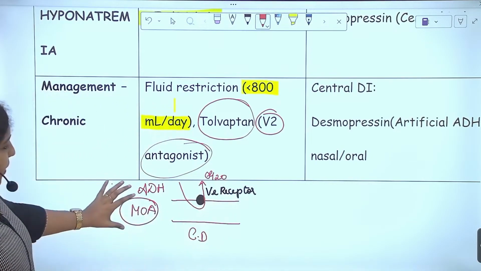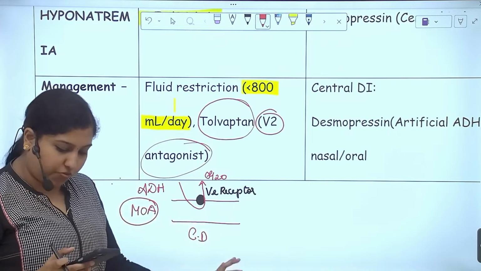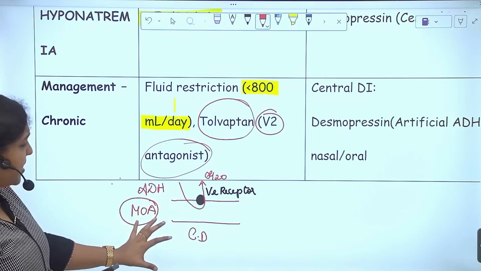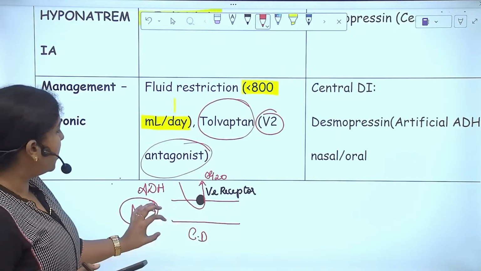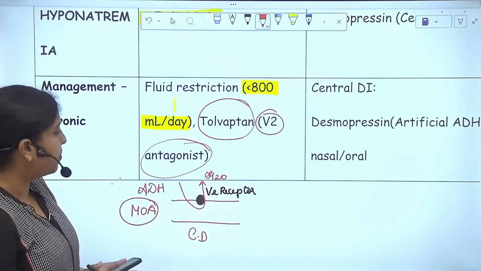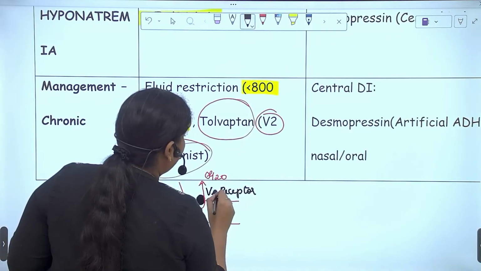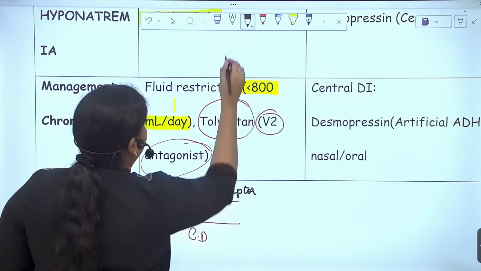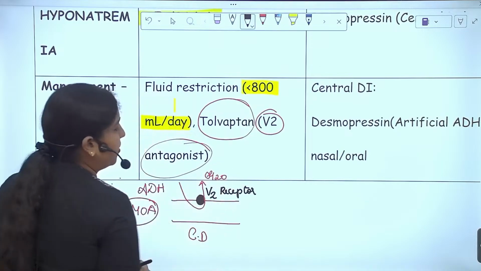This mechanism of action of ADH is specifically happening in the collecting duct of the kidney, where an excessive amount of water is reabsorbed. This reabsorption happens by your V2 receptor. Be very clear, it is a V2 receptor, I'll write it clearly.